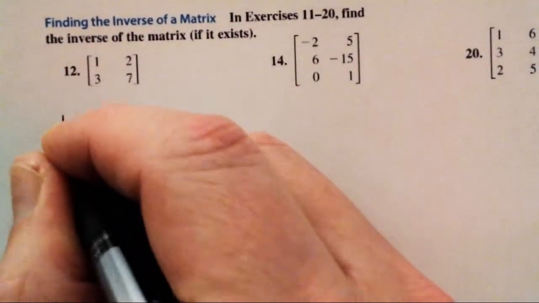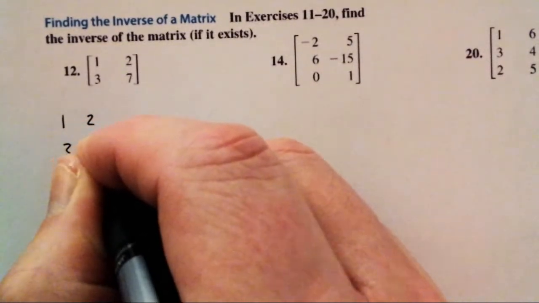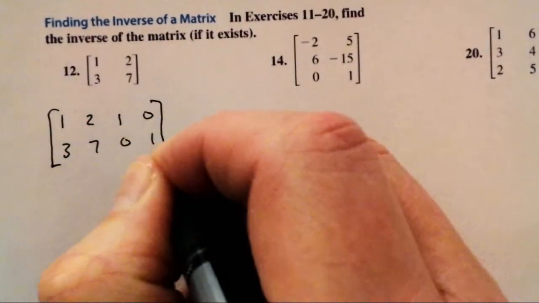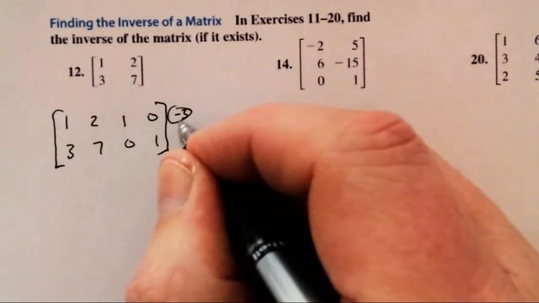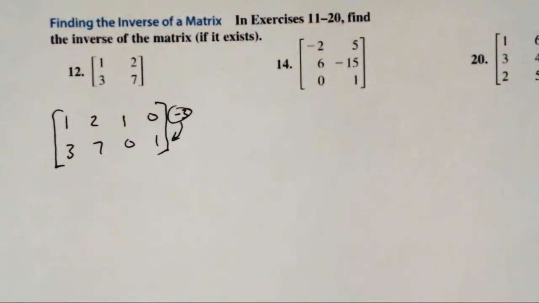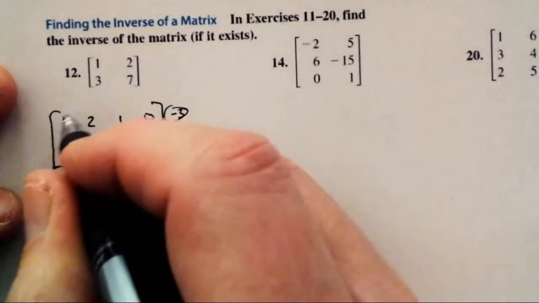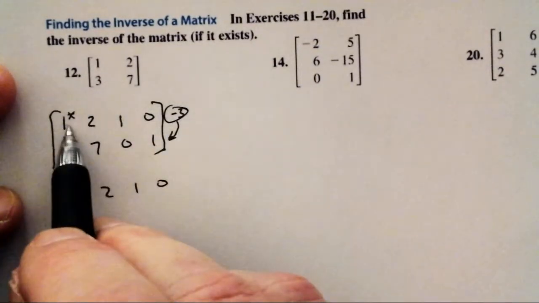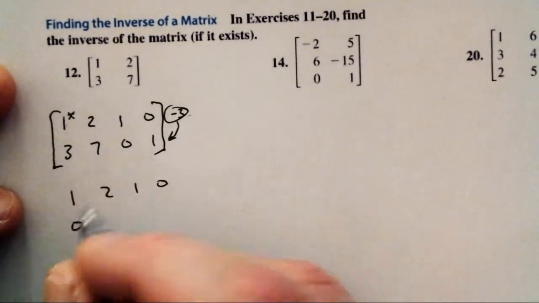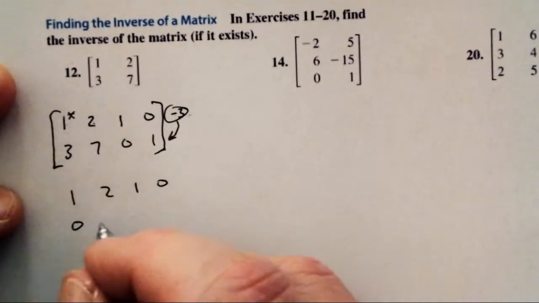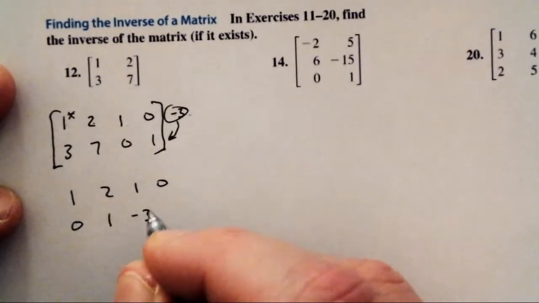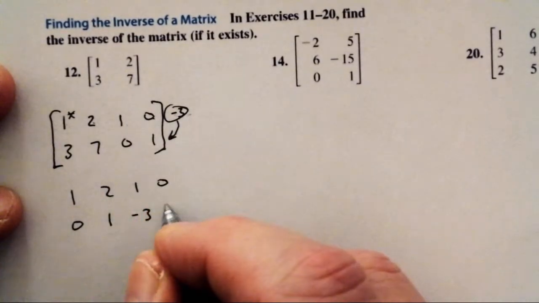So we would take 1, 2, 3, 7, augment it with 1, 0, 0, 1, and go through the Gauss-Jordan process. Multiply this row by -3. I'll tell you, we ought to be experts at the Gauss-Jordan process by the time this chapter's over. The top row, 1, 2, 1, 0, doesn't change. -3 and 3, 0. -6 and 7, 1. That's a blessing right there. -3 and 0, -3, 0, and 1, 1.